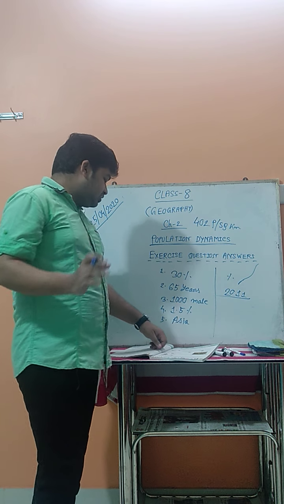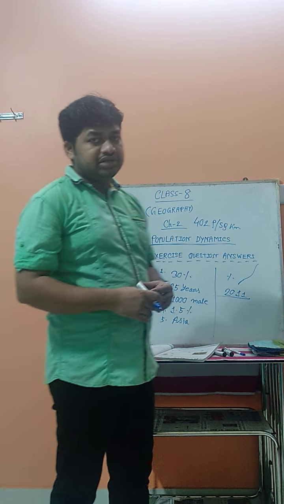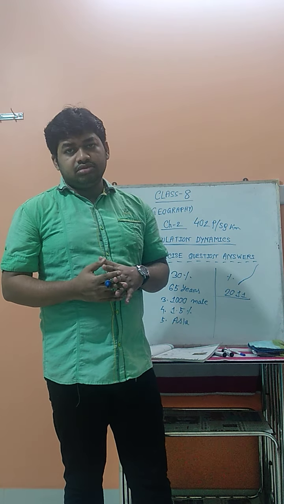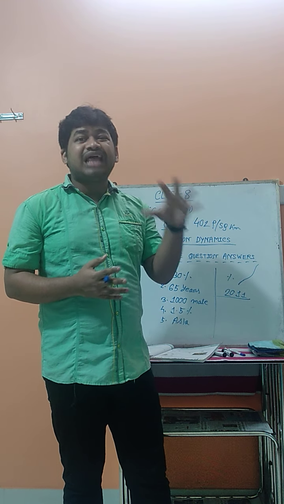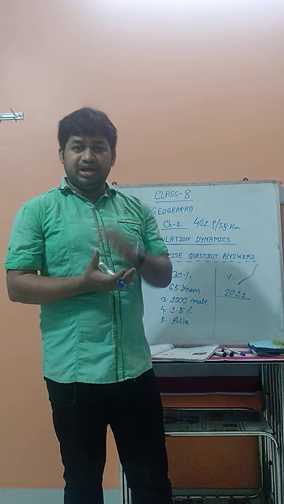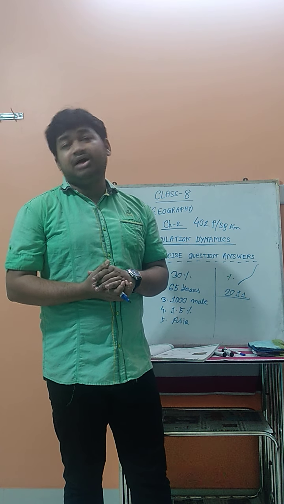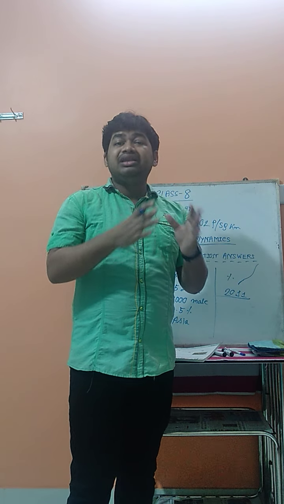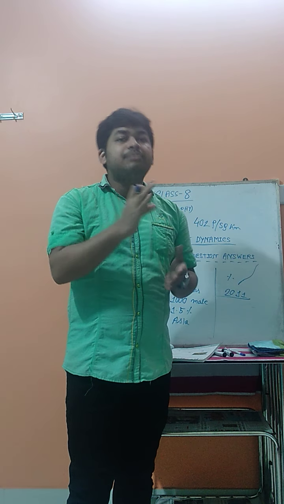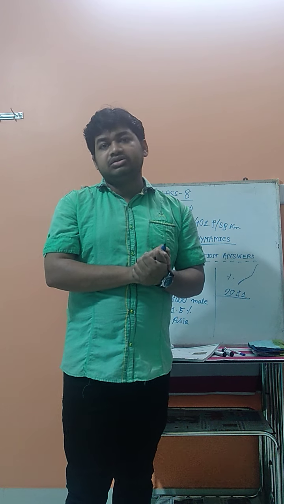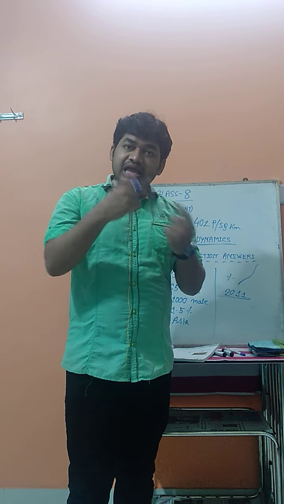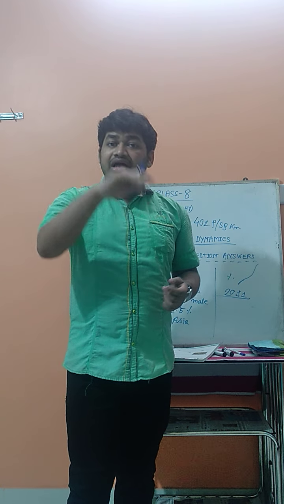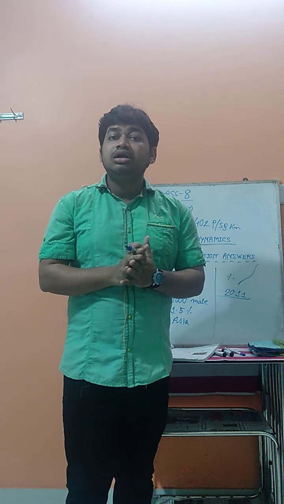And the next is the difference between birth rate and death rate. What is the difference between birth rate and death rate? Birth rate means how many children are born per 1,000 people in a year. That is called the birth rate. What is the birth rate? How many children are born in a year among 1,000 people. That is called the birth rate. And what is the death rate? In the same way, how many people die in a year among 1,000 people. It is known as the death rate.